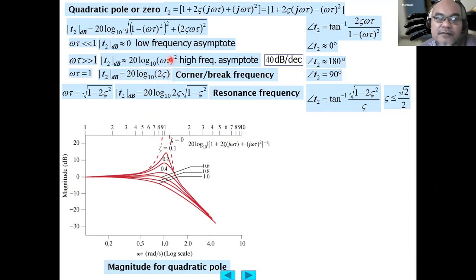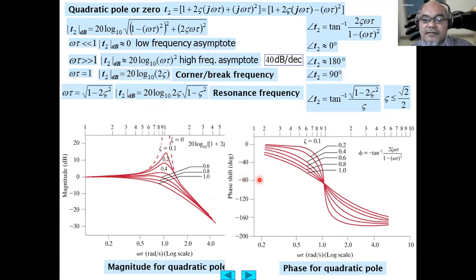So this becomes negative, this value increasing since this is pole, so it's the reverse, so it increases upward. And when zeta equals to 0, there is no log 0, 10 to the power of 0. This is then infinity. So here we don't have any value for the corner or break frequency when zeta equals to 0. Okay.